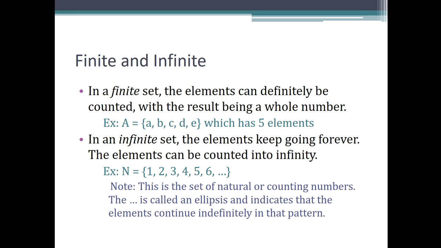But we can't sit here and list them all to infinity. That would take forever, and we would never be able to do it. So we use the ellipsis, the dot, dot, dot. And that says, oh, this continues in this pattern. And since there's nothing following the ellipsis, we know that it continues indefinitely that way. It doesn't end. So natural numbers are an example of an infinite set, and then like the set that we were just working with was an example of a finite set.